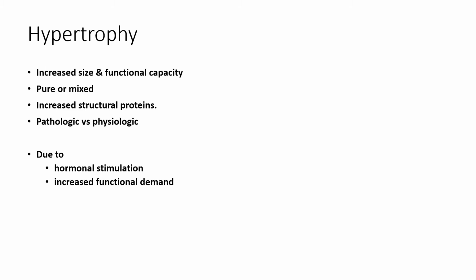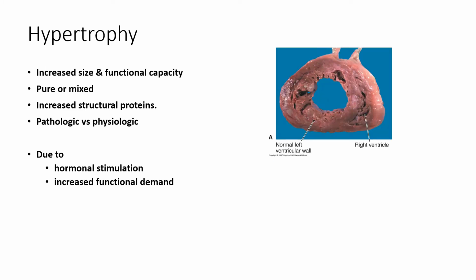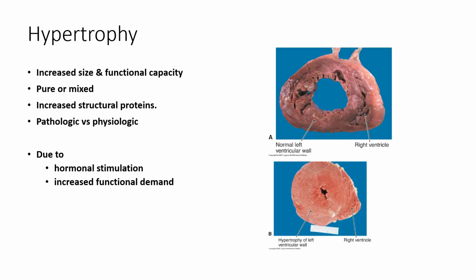So the smooth muscle cells will increase in size, they will undergo hypertrophy, and they also will increase in number, in which they will undergo hyperplasia. So it is mixed in this scenario. Increased functional demand, like what happens in the heart, for example, as you can see here in this picture.